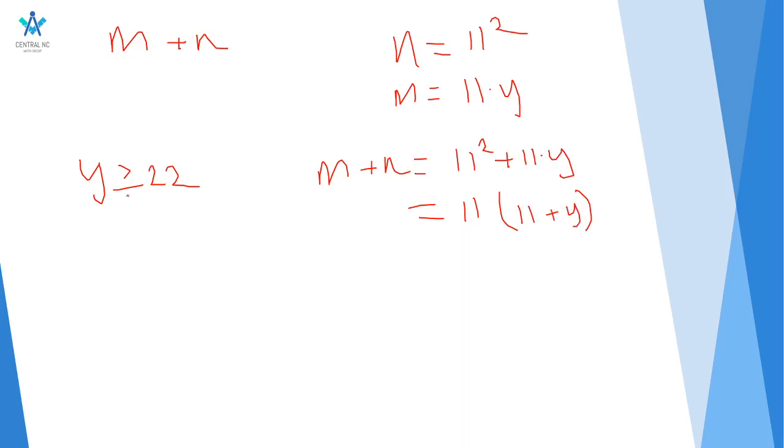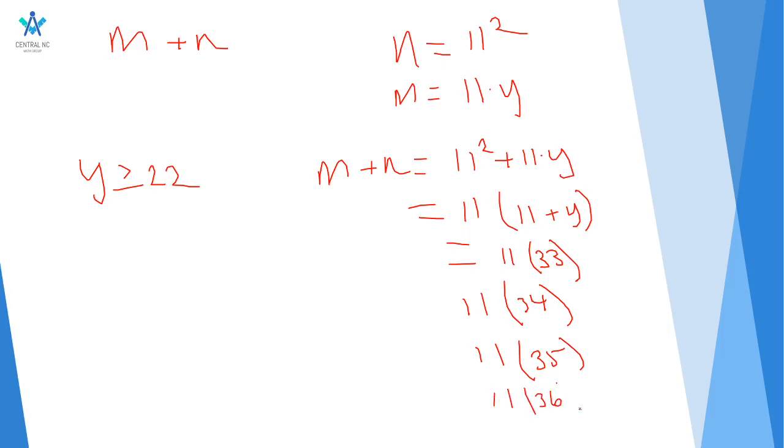So our minimum value of y is 22. However, if we actually substitute that in, 11 times 33, we fail our GCD condition because this is actually divisible by 3. So let's try the next highest integer value of y. That would give us 23. That would give us 11 times 34. And that has a factor of 2, that won't work. If we try 24, that'll give us 11 times 35, and that won't work either. If we try 25, y equals 25, we'll get 11 times 36, and that will not work either.